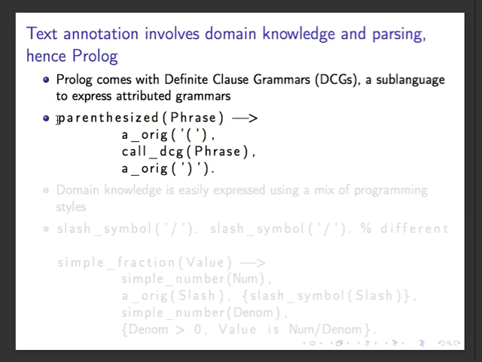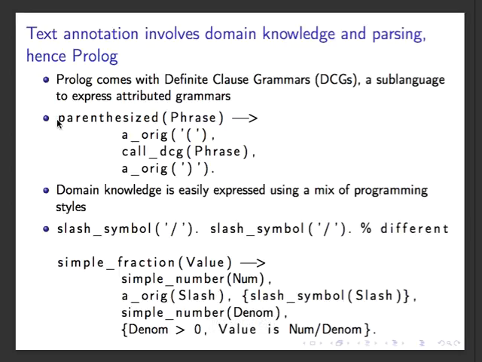Then comes the phrase. That's a variable. It can be anything, any phrase, any sequence of tokens, and then you have the closing parenthesis. So you can express grammar rules that are parameterized, and you can express all sorts of more complicated patterns. So that's nice.